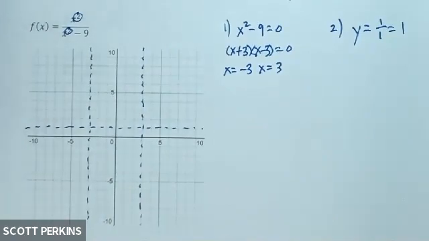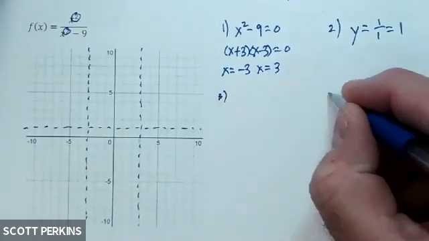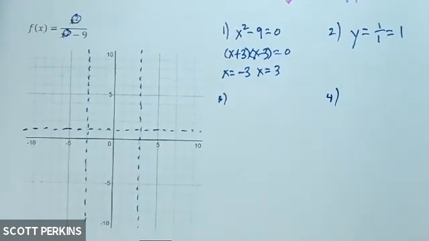Now I'd like you to do steps 3 and 4. I'd like you to find the y-intercept by plugging in 0 into the function, and then find the x-intercept by setting it equal to 0.